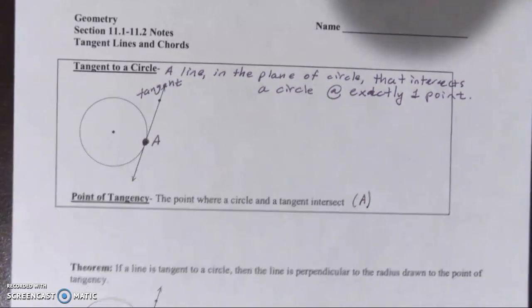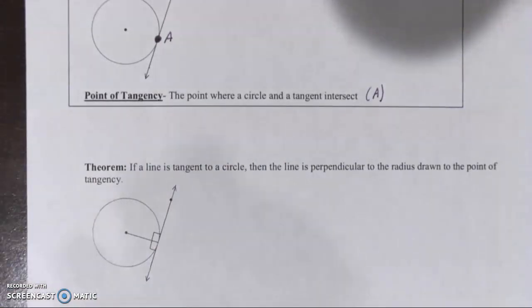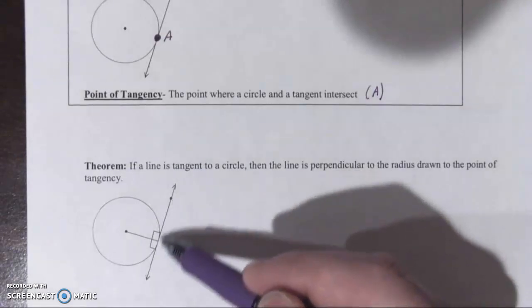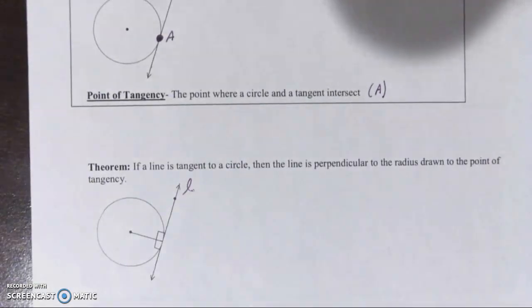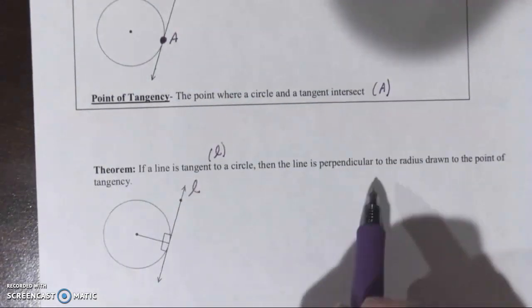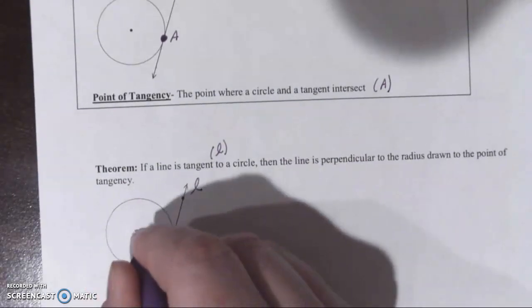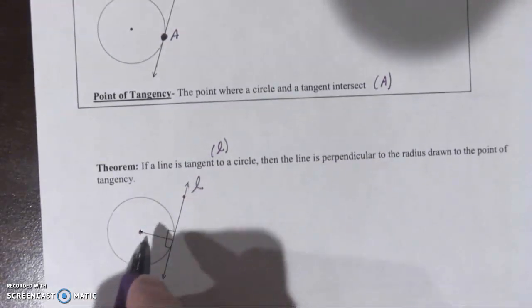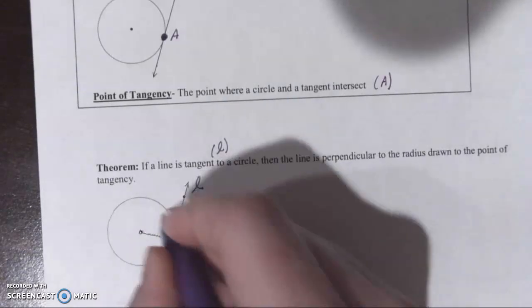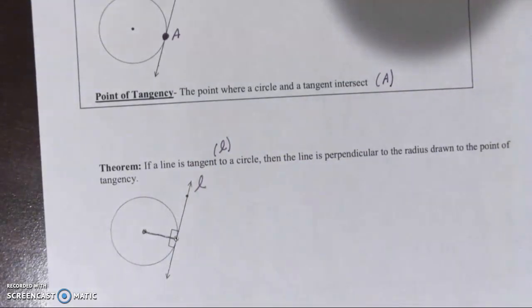One of the more important things that come from tangent lines intersecting a circle is what happens when we draw a radius to that tangent line. So we get a theorem. If a line is tangent to a circle, here would be your tangent line, maybe we'll even label that with an L, then the line is perpendicular to the radius drawn to the point of tangency. So what this means is if we draw a radius to the tangent line and it meets it at that point of tangency, right angles are formed.